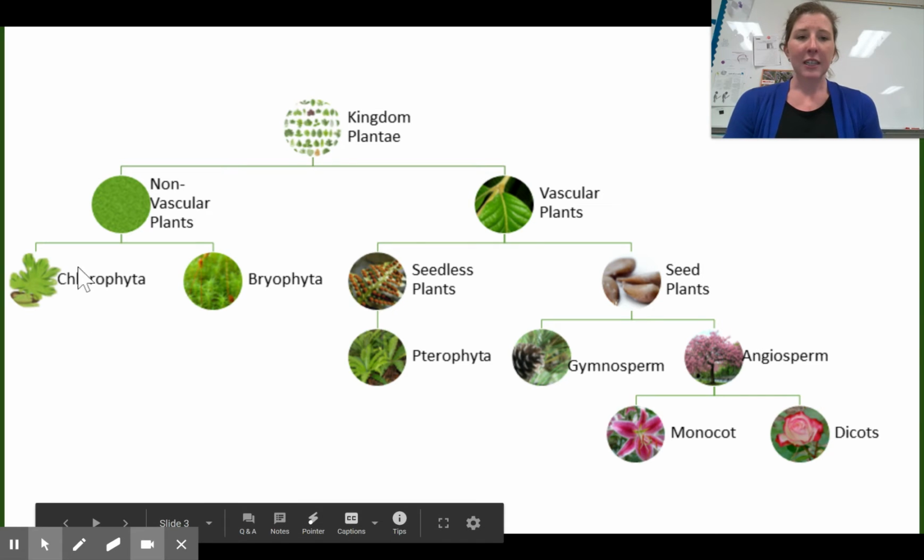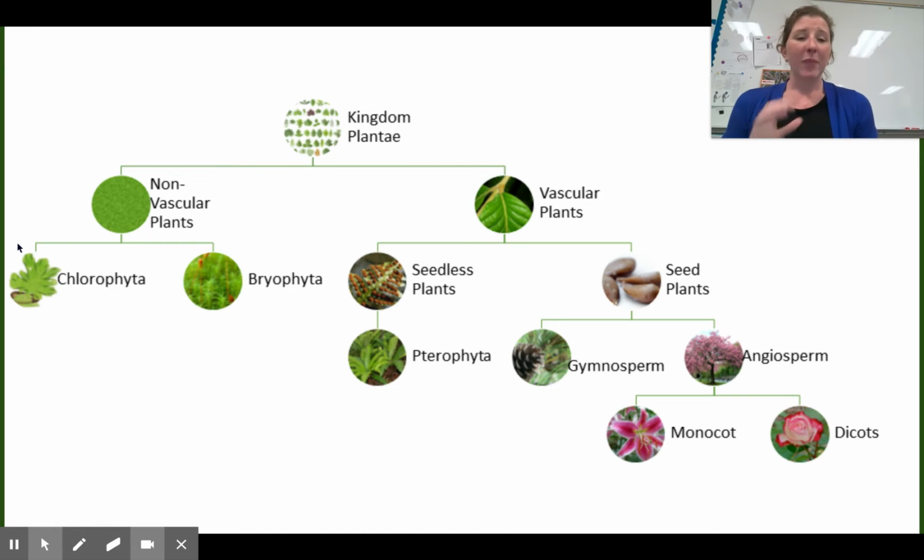So Chlorophyta is an algae, and those are classified within Kingdom Plantae and kind of Kingdom Protista. They are a bit of a mixed bag there. And so we're not going to talk about those because we covered them already with the protists, but they are there because they are the evolutionary ancestor of all modern land plants. So those are the green algae. Also in this group of non-vascular plants are the bryophytes. Those are things like mosses, hornworts, and liverworts, and that's where we're going to start today.